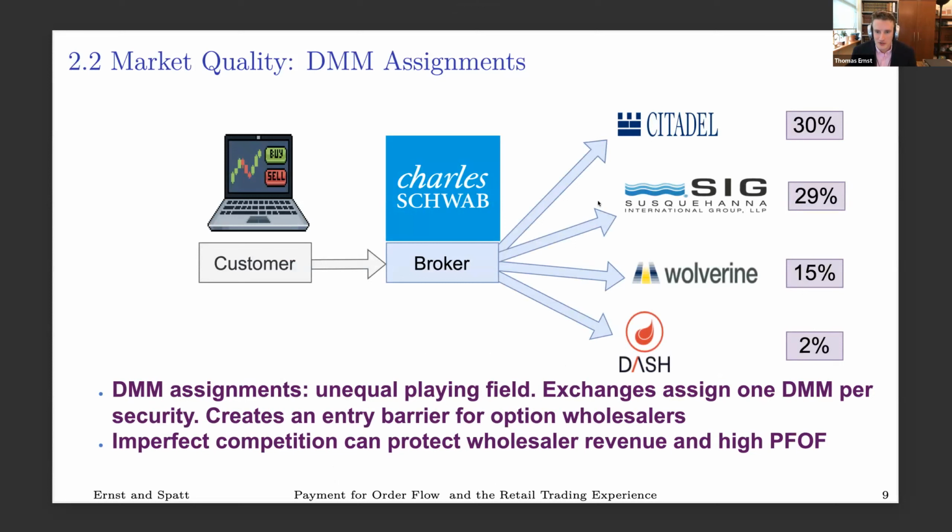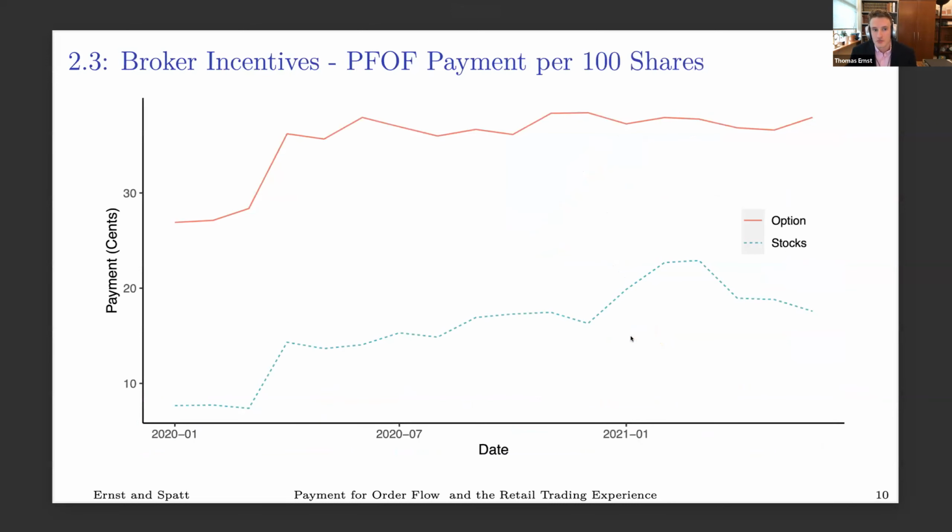If you think about, let's say, Schwab is going to rank some wholesalers based on how they do on the order flow they're sent. When Citadel gets that order flow, they can always use a DMM seat to internalize trades. If a firm like Dash is trying to compete for that order flow, they're almost never going to have a DMM seat available. And that makes it harder for Dash to internalize those retail trades. So this is a system where you have kind of a very high entry bar to becoming a wholesaler. And that can lead to imperfect competition among these different wholesalers that could protect high wholesaler revenues and lead to high PFOF.